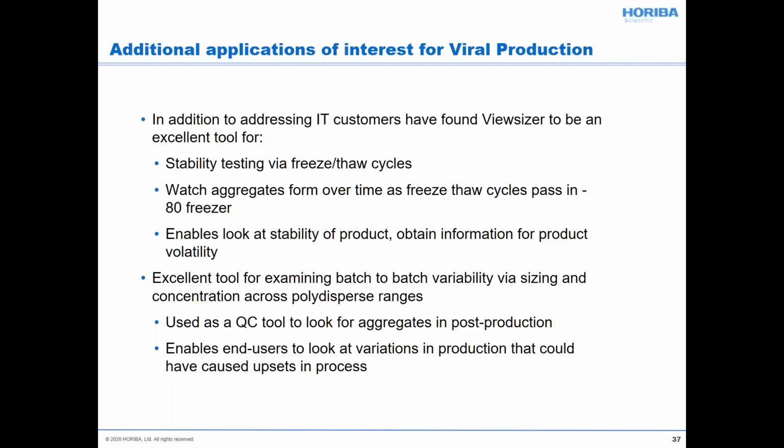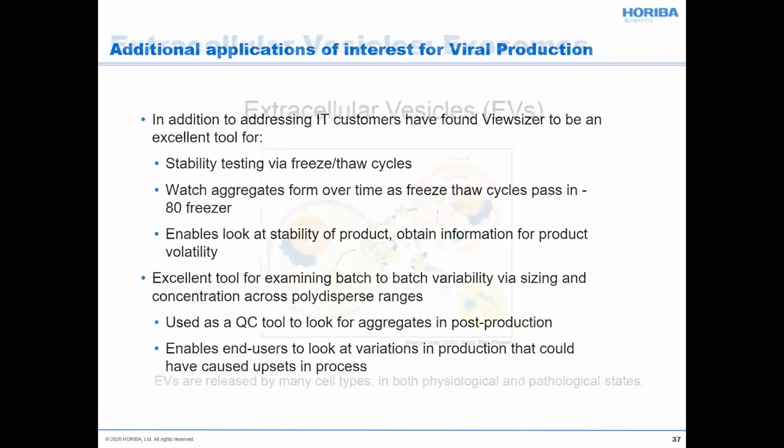So you can use a QC tool if you don't want too many aggregates, or if you have other cell detritus, you can see it with the multi-laser nanoparticle tracking analysis. And you can look at production and either predict or better understand process upsets.